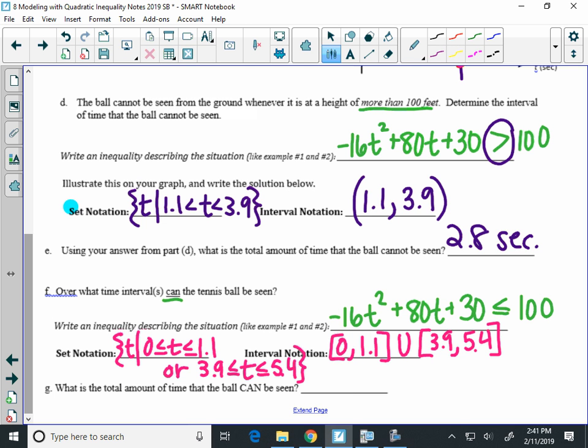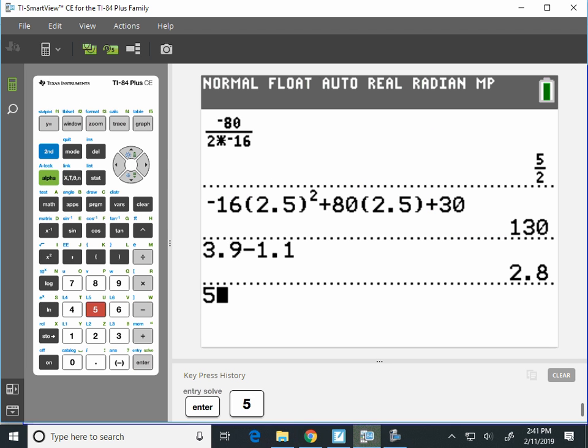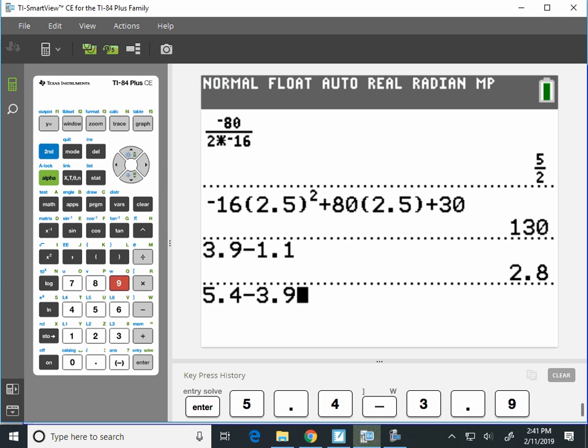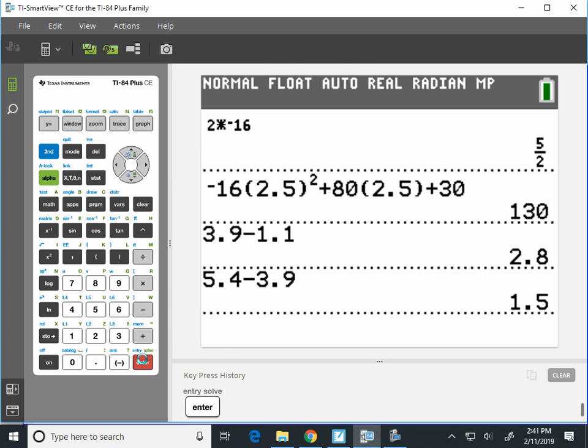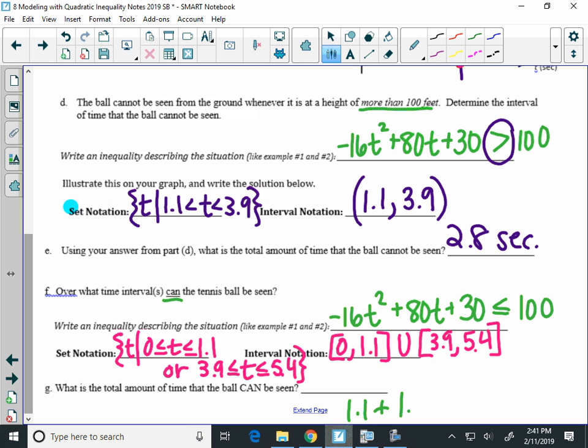Okay. Now it says, what's the total amount of time that the ball can be seen? All right, so we have to do a little math here. We have from 0 to 1.1 is 1.1 seconds, and 3.9 to 5.4 will be, if you don't know, I do know, but I'm going to show you, 1.5 seconds. So when you add those up, it looks like a total of 2.6 seconds you can see the tennis ball. So you can see the tennis ball for 2.6 seconds. You cannot see it for 2.8 seconds.